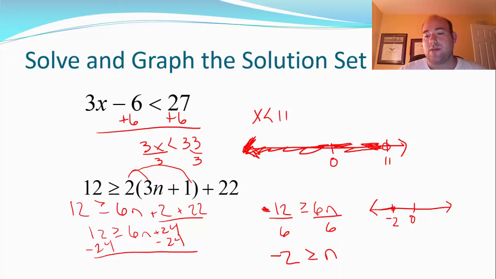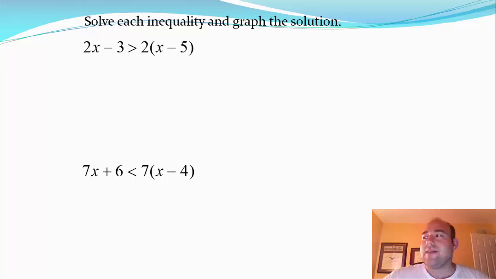Okay? And if you don't believe me, pick a number that's in the shaded region, like negative 4. You put it in for n. Is it true that negative 2 is greater than or equal to negative 4? I think so. So that's where negative 4, the shaded region, needs to be in the spot on the number line where negative 4 is. And I think you would all agree that if negative 2 is here, negative 4 is going to be somewhere over there. Okay?